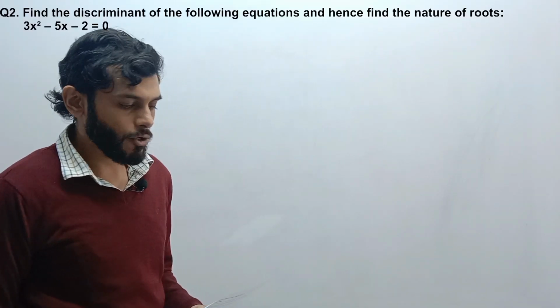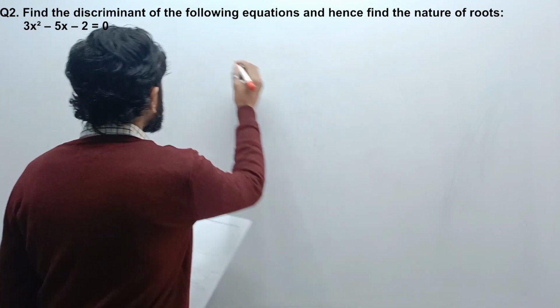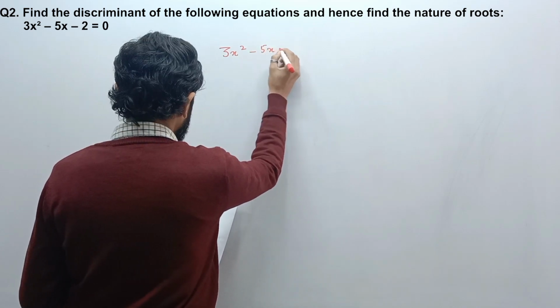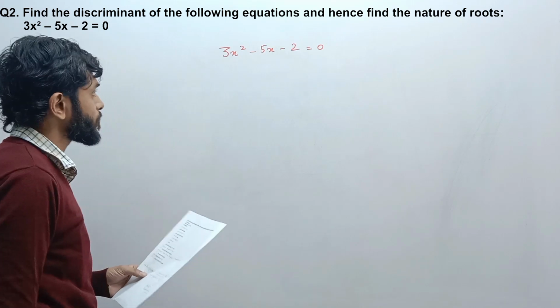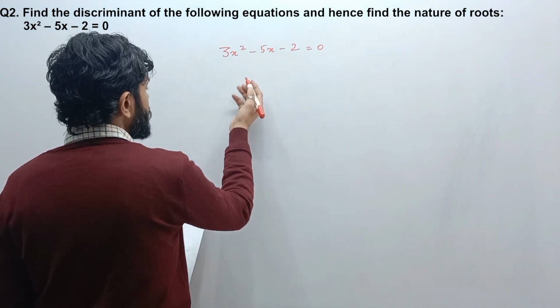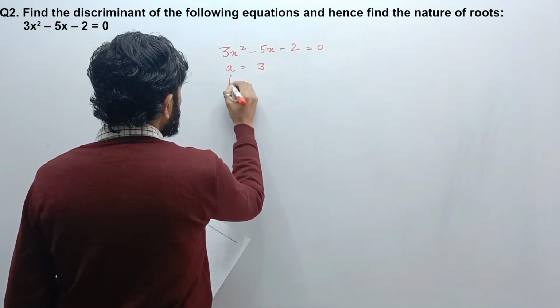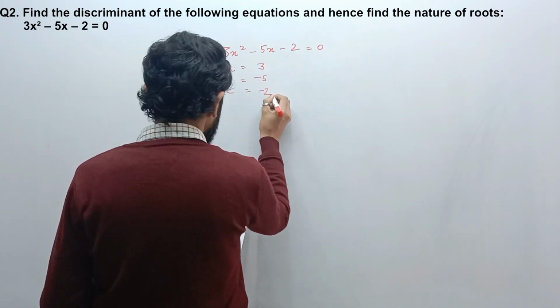Now let us come to the second question. Find the discriminant of the following equations and hence find the nature of the roots. The given quadratic equation is 3x square minus 5x minus 2 is equal to 0. You have to find the nature of the roots. So first of all, we will apply the quadratic formula. So here in this case, a would be 3, b would be minus 5 and c would be minus 2.